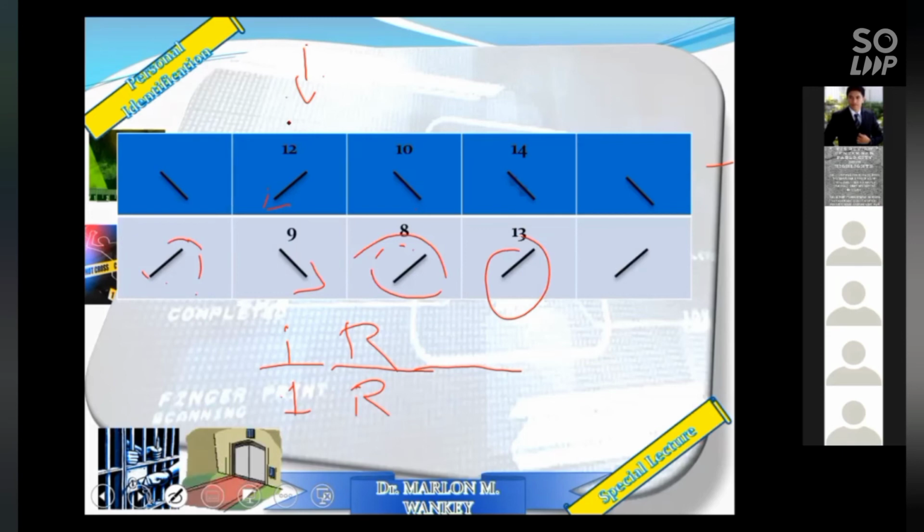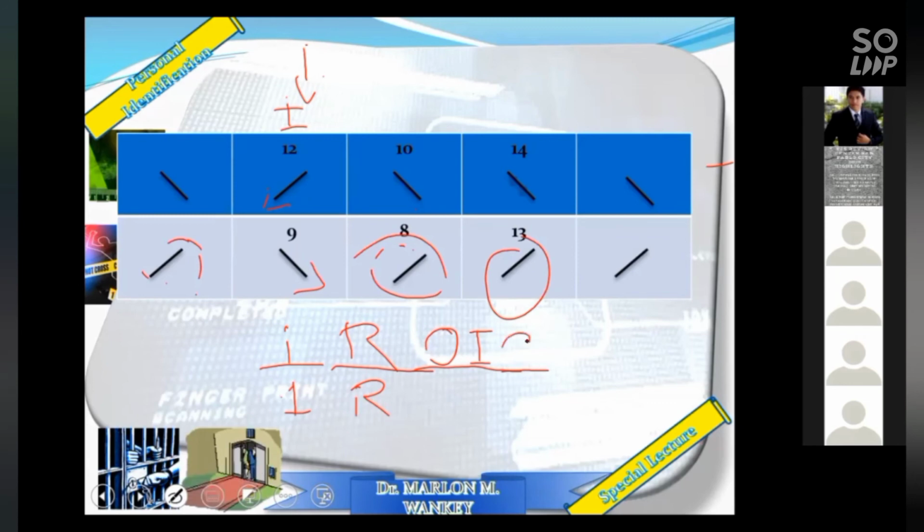'Di ba ito ay index? 'Di ba ang pinaka minimum ng outer ng index is O. Yan ay 12. Automatic O. So itong middle finger, 10, 11. No, hindi siya umabot sa quota. So it is I. Ito, sa middle ring finger, umabot ba sa quota?